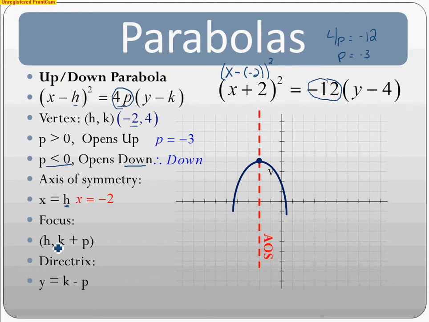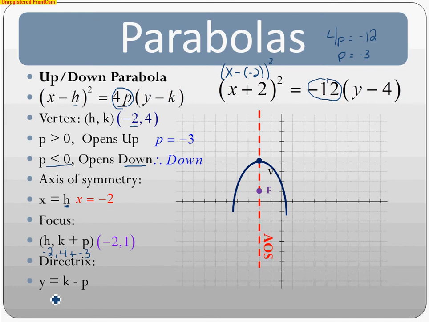Our focal point is (h, k plus p). So h in our problem was negative 2, k was 4, and then p was negative 3. So that gives us 4, 1. Or excuse me, negative 2, 4 plus negative 3. So negative 2, 1. There's our focal point, again on the inside, just like we said on the last one.